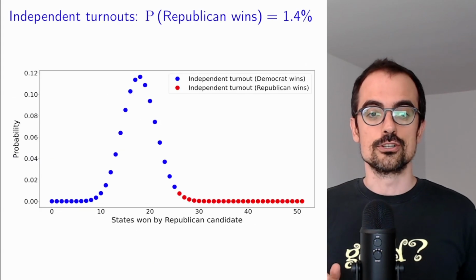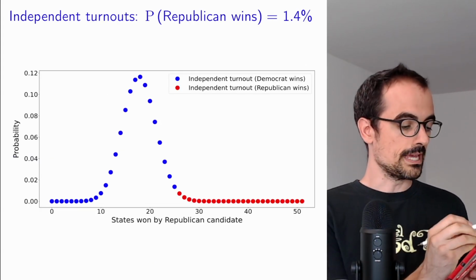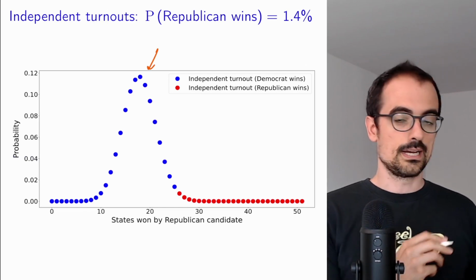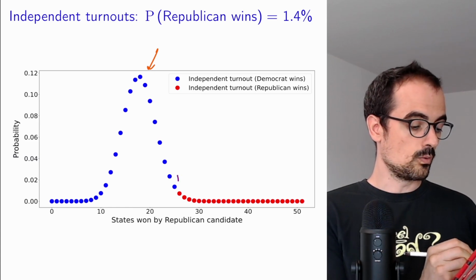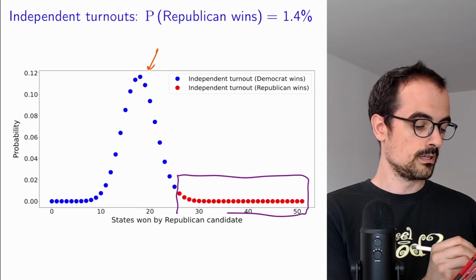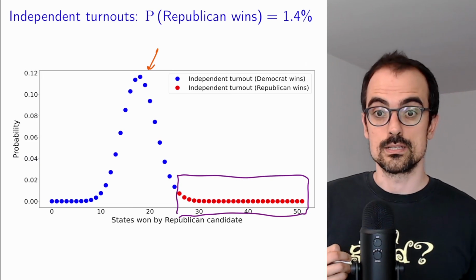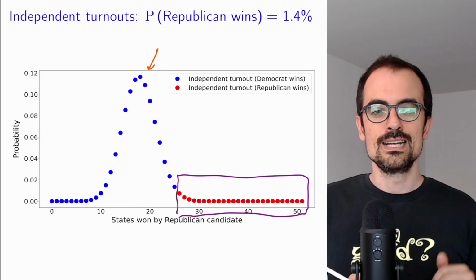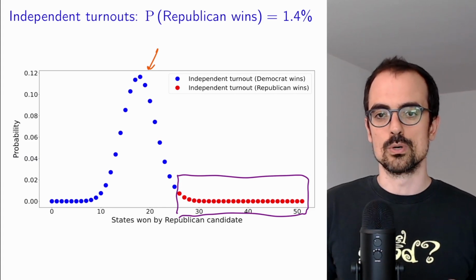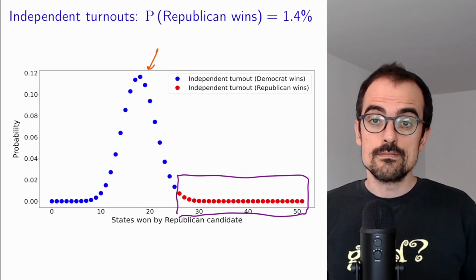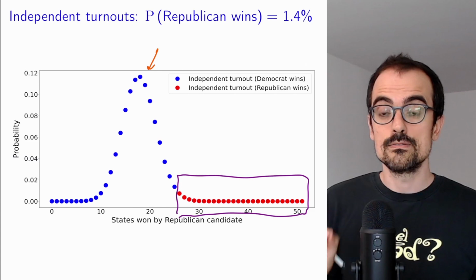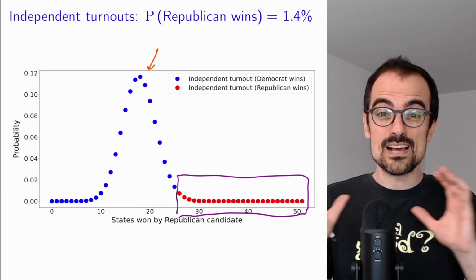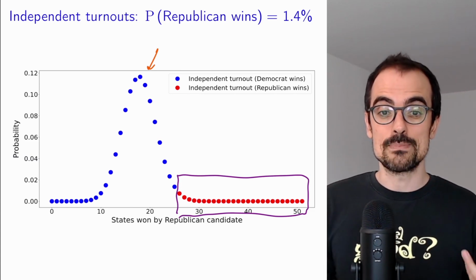This is an illustration of our result. This is the PMF of the binomial. The Republican wins if we are above 25, and that happens with small probability, 1.4%. Why? Because even though the probability that they win in one of the states is not that low, it's 0.35, the probability that it happens in enough of the states at the same time, given that they're independent, is very low.